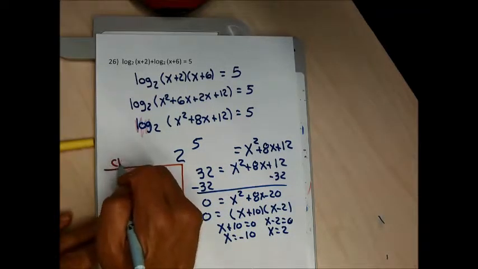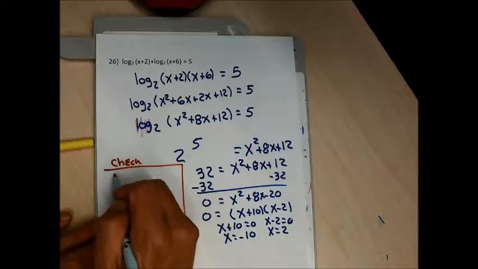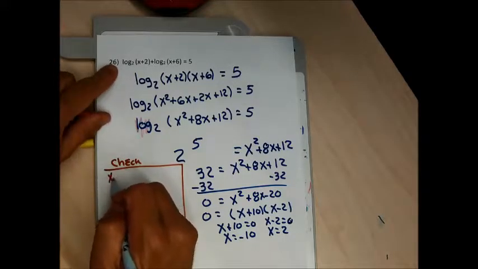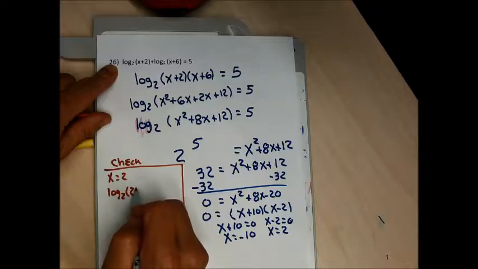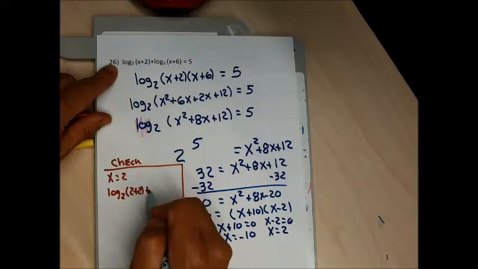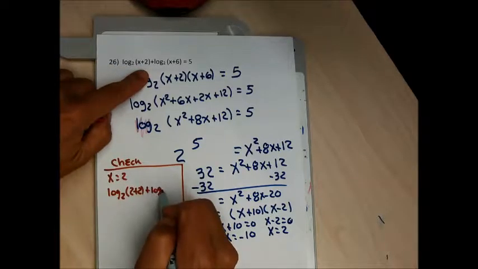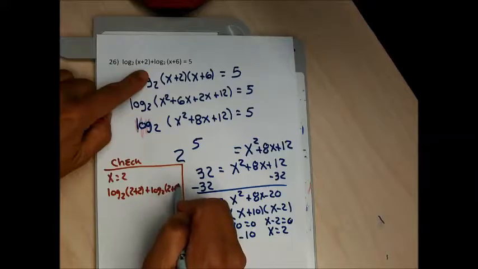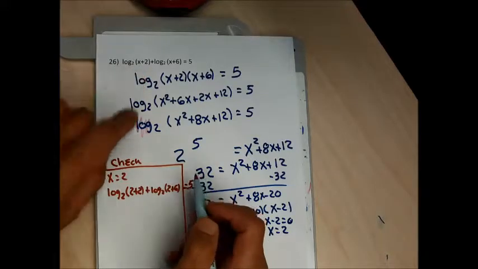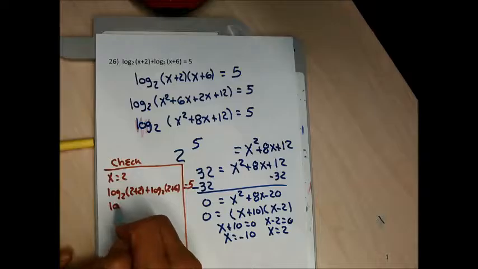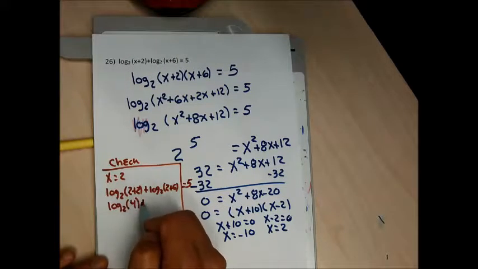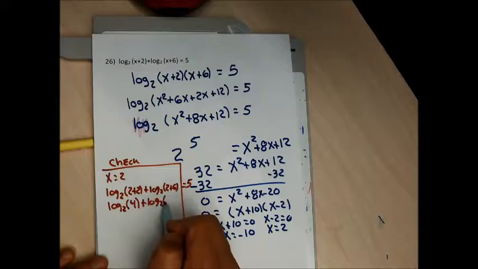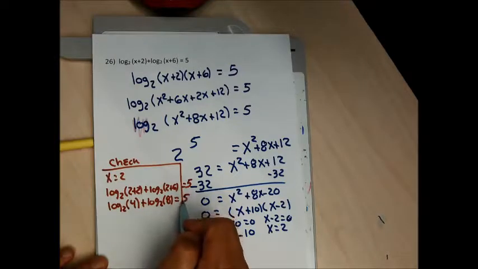So the check, first I'm going to do x equal to 2, and go the log base 2 of 2 plus 2 plus the log base 2 of 2 plus 6, and that has to equal 5. I'm going to simplify this a little bit before I use my calculator. I'm going to get the log base 2 of 4 plus the log base 2 of 8 equals 5.